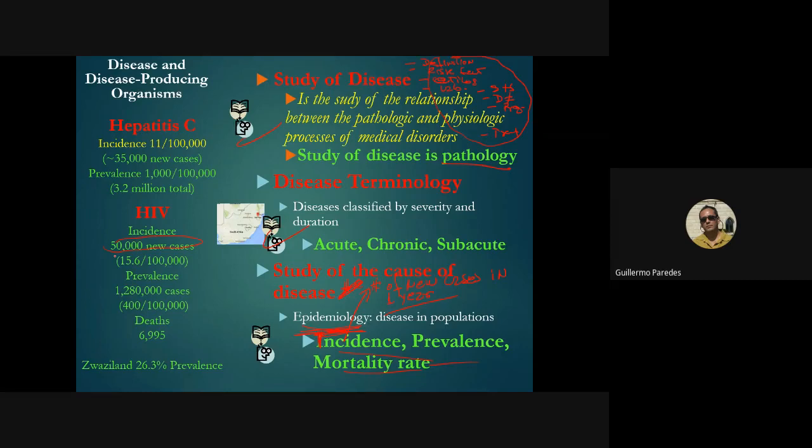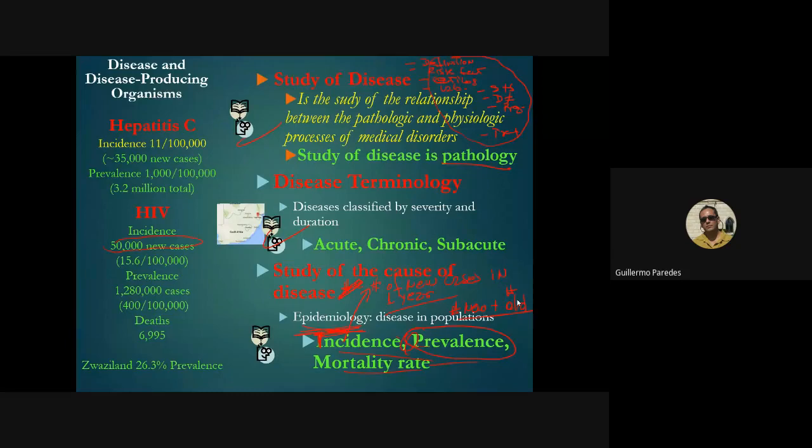Okay? Now, all right, so that is incidence. What is incidence? The number of new cases in a year. So what is prevalence? Prevalence, P, past, right? P, past. So that means the number of new cases plus the old cases. So overall, that is prevalence. We okay with that?